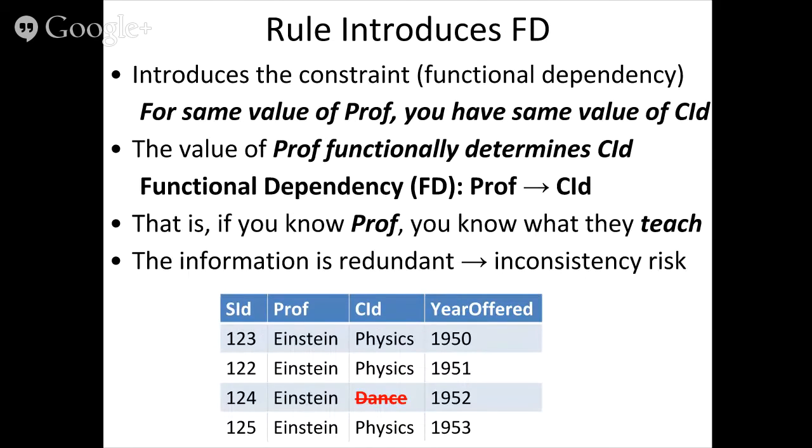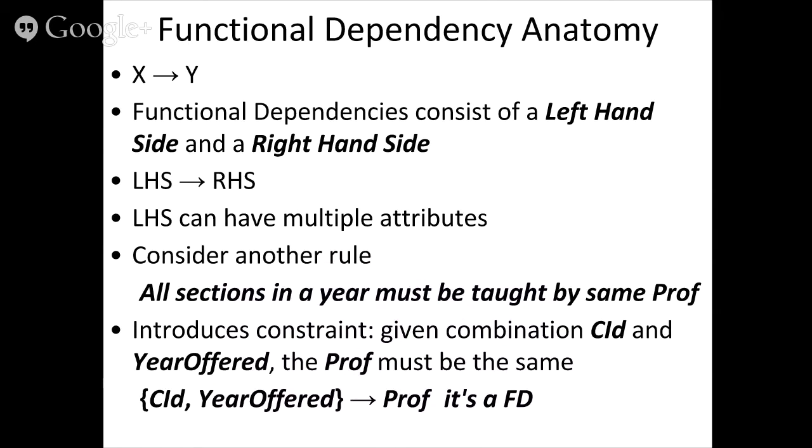The functional dependency is if you know the professor, you know the course ID. So the anatomy is that you have the left-hand side determines the right-hand side. The left-hand side determines the right-hand side over here. All right, here's another one.